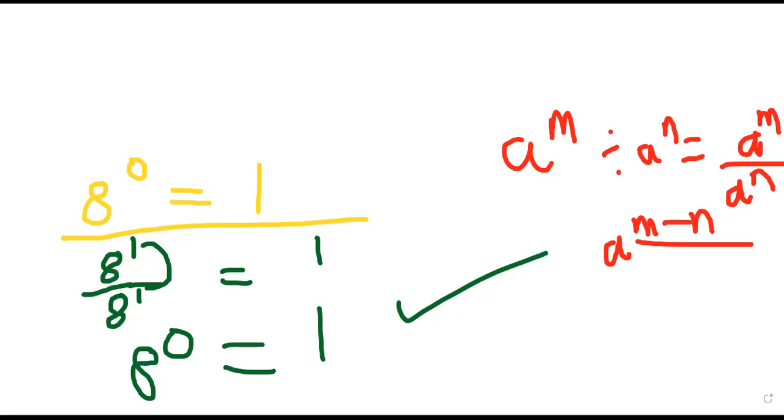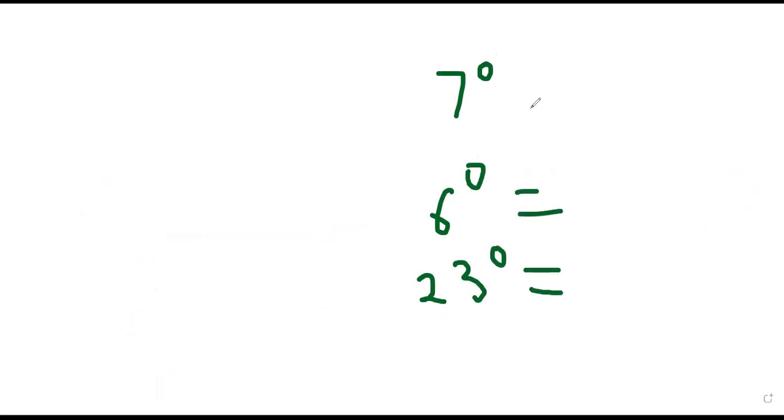Verified? Done? Okay. Now 7 to the power 0, 6 to the power 0, 23 to the power 0. Prove how it is 1. Take it down in the book. Prove it. I'm giving you some time, or you can pause the video. Okay, understood?